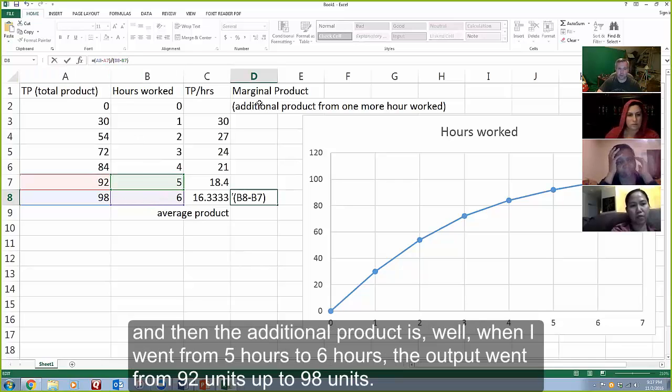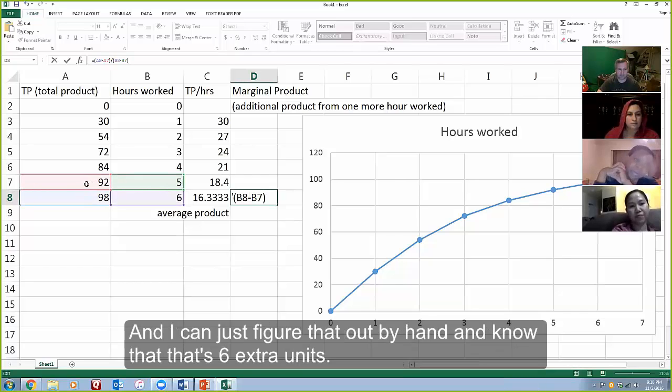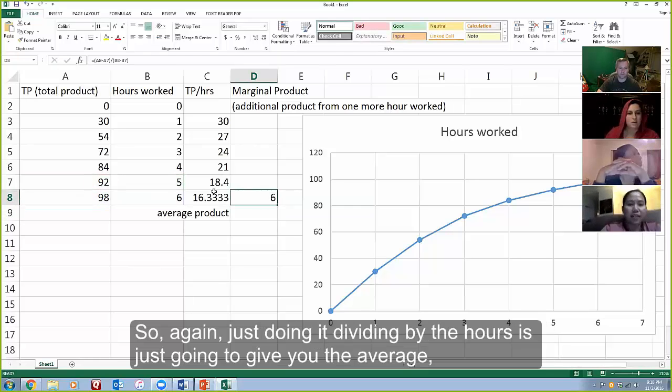And then the additional product is, well, when I went from 5 hours to 6 hours, the output went from 92 units up to 98 units. And I can just figure that out by hand and know that that's 6 extra units. Okay, I get it. So again, dividing by the hours is just going to give you the average.